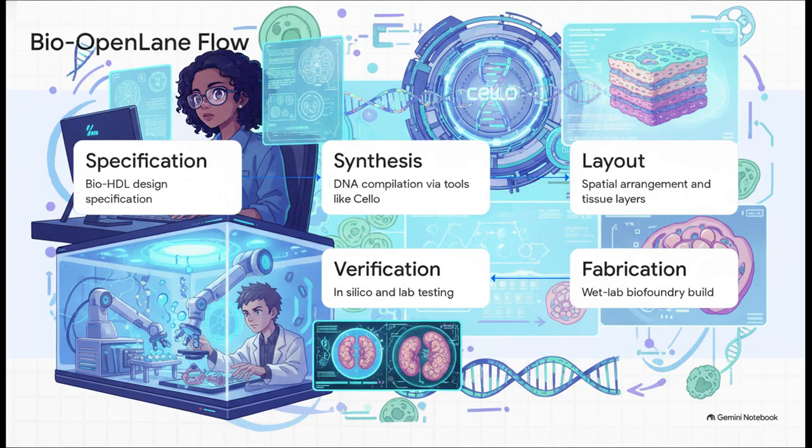And finally, step 5 is verification. The system compares the physical lab results against the original computer simulation to ensure the living tissue performs exactly as designed. It's a complete automated loop from an abstract thought to a biological reality.